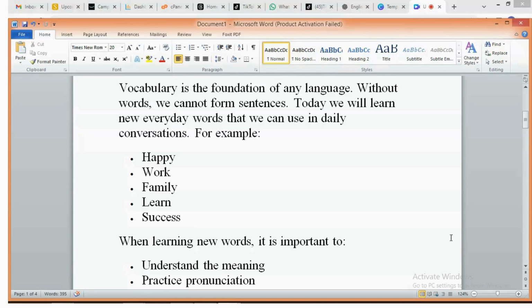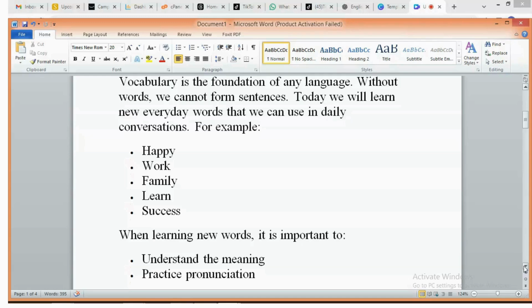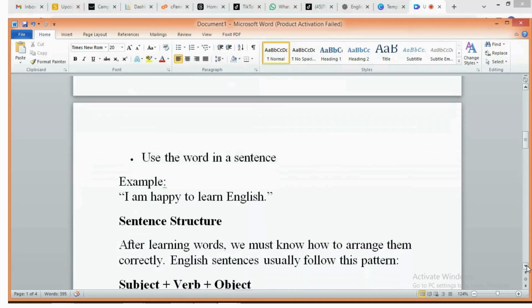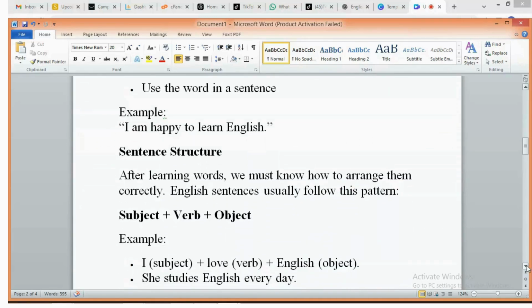When learning new words, it is important to understand the meaning, practice pronunciation, and use the words in a sentence. For example, I am happy. See, now we are using that word happy. I am happy to learn English. Repeat after me. I am happy to learn English.